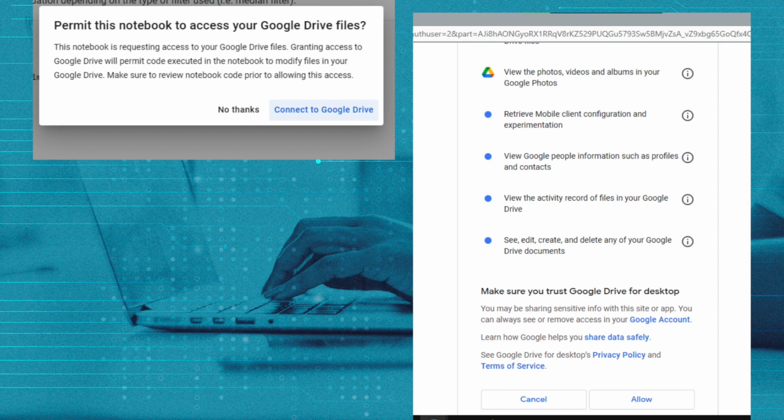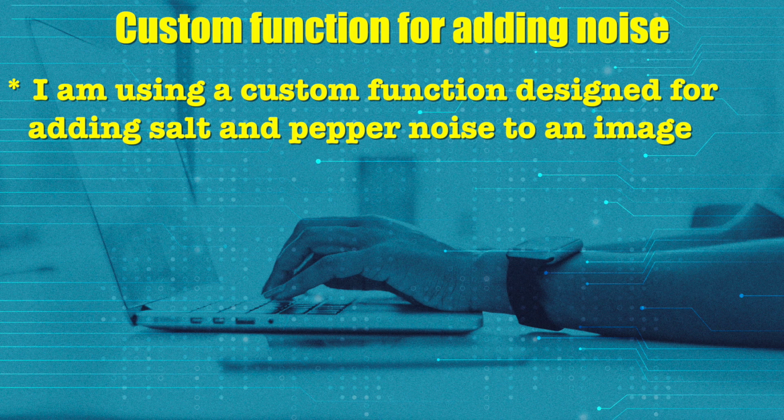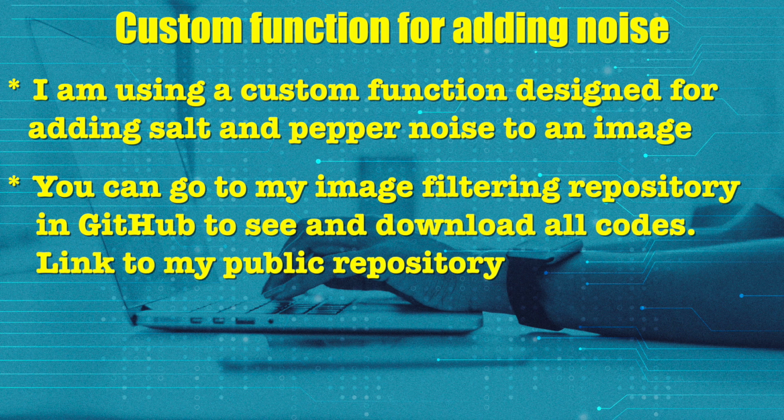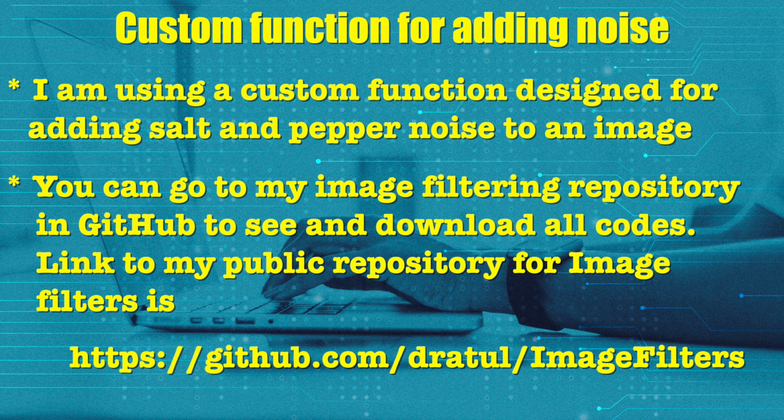Then you can add noise to the image. Now we are starting to work on these images. For adding noise, you can use the predefined filters available in OpenCV, but here I am writing a custom function to add the noise. You can go to my image filtering repository on GitHub and download all the codes from there. The link to this repository is github.com/dratul/image filters.